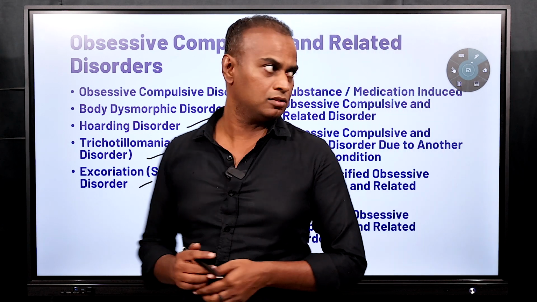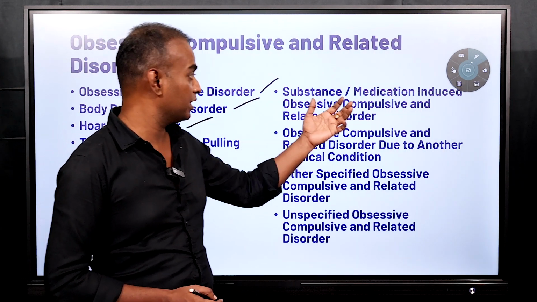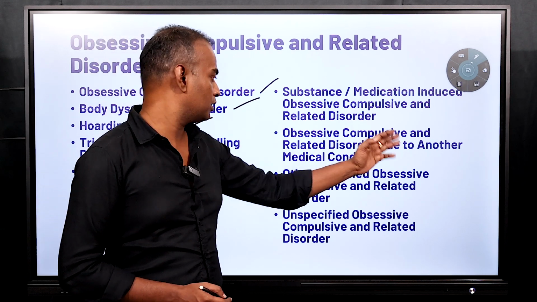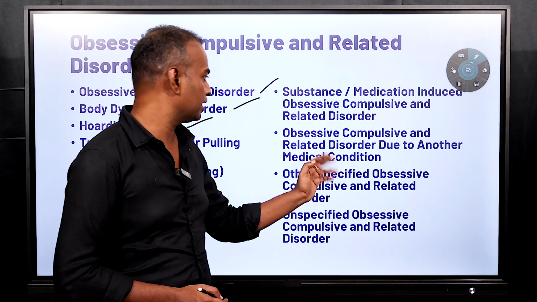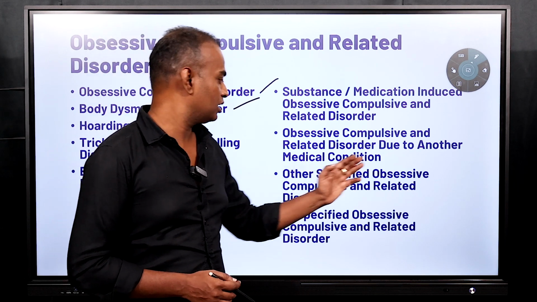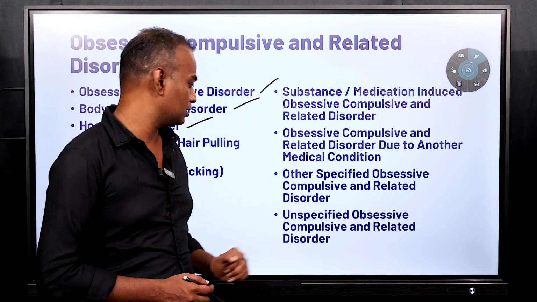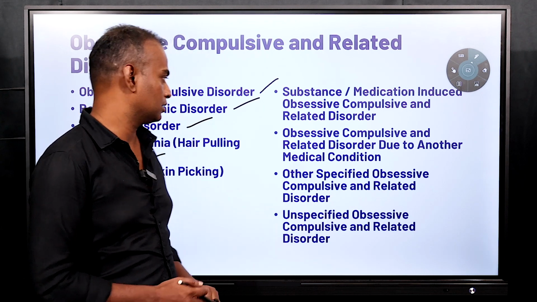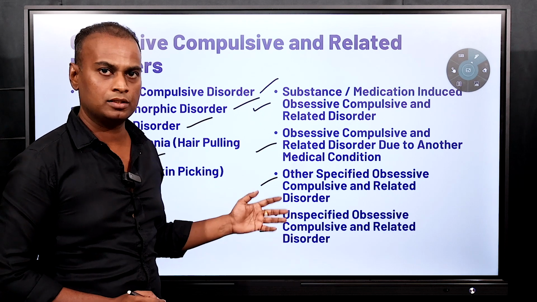And also there are other disorders. Next one is substance or medication induced obsessive compulsive disorder. Obsessive compulsive and related disorders due to another medical condition. Other specified obsessive compulsive and related disorders, and unspecified obsessive compulsive and related disorders. These are the various disorders included in this chapter.